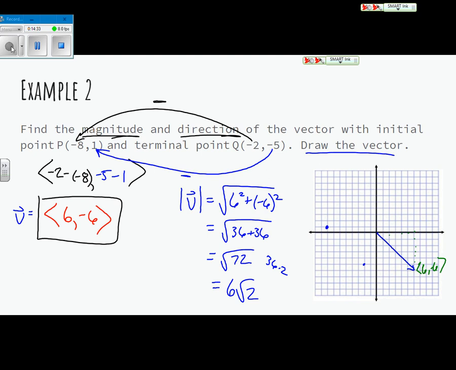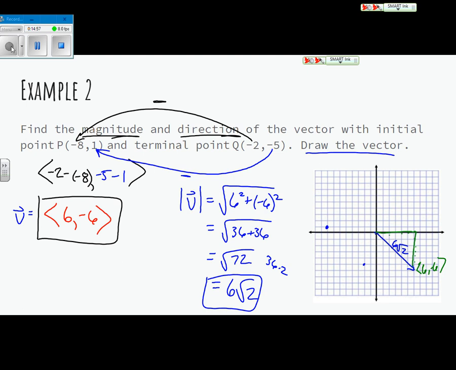All right, now I've got my magnitude. That is how long this line right here is. From its initial point to its terminal point, it is 6 square roots of 2. And you're right, we could have got that by just using the Pythagorean theorem, a squared plus b squared equals c squared. Same idea. We're just using that idea with vectors.